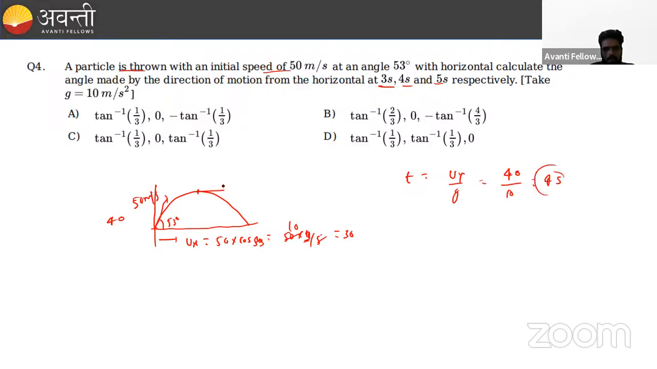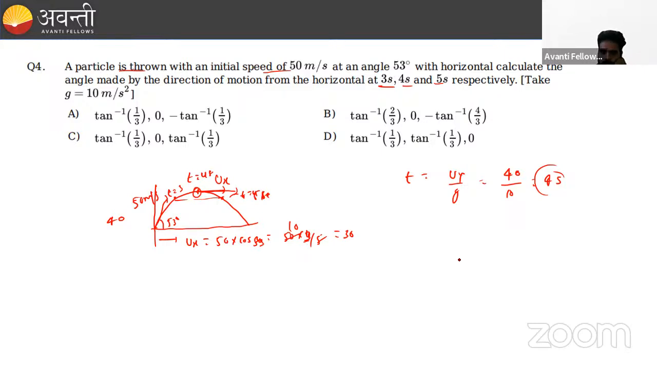We can say at 4 seconds the particle has only one velocity, that is the horizontal velocity, and this is the time taken by the particle. So what is the angle made by the particle at 4 seconds with the horizontal? The direction of motion is parallel to the horizontal axis, that is 0 degree. So at 4 seconds it is 0 degree. At this time, 4 second, the particle is at this position. So 1 second before, that is 3 second, the particle is somewhere here, and at 4 second the particle is somewhere here. 5 seconds, because of the symmetry.